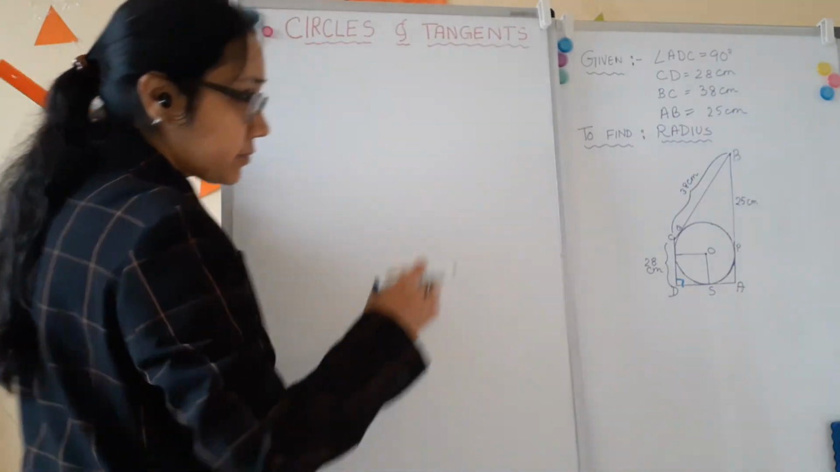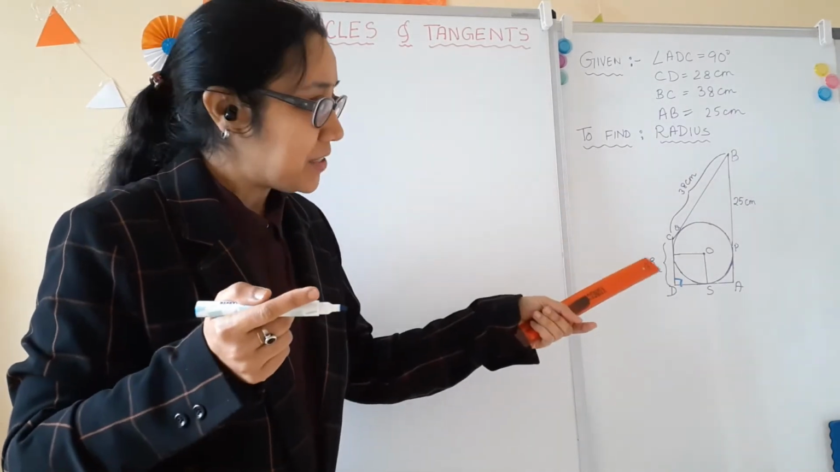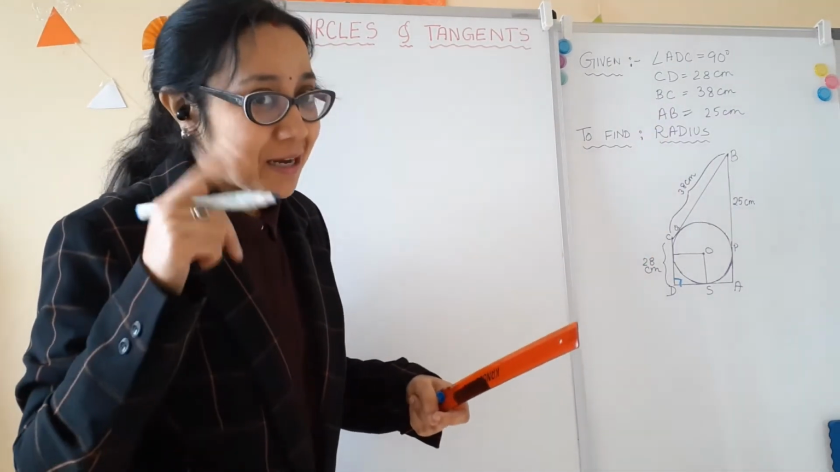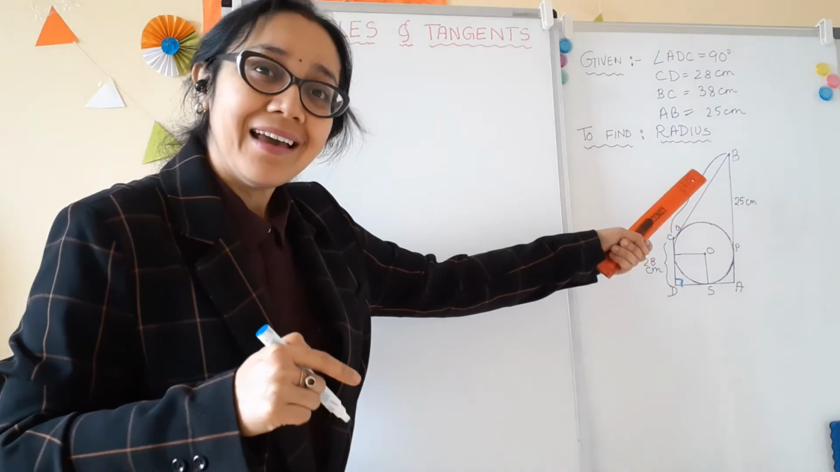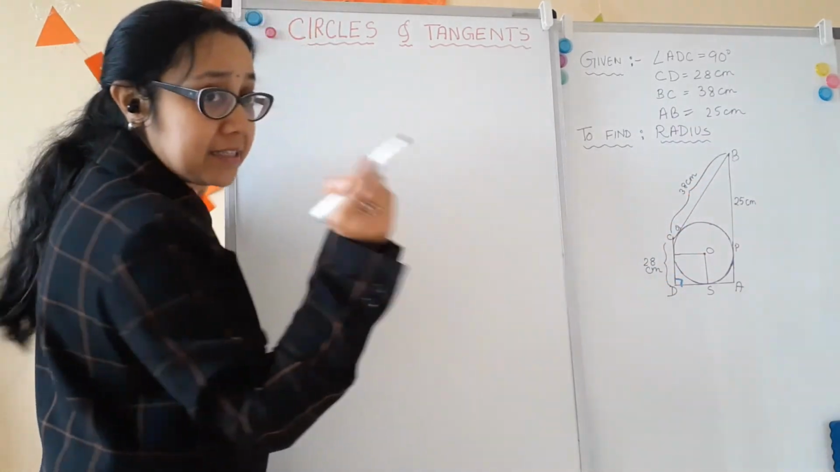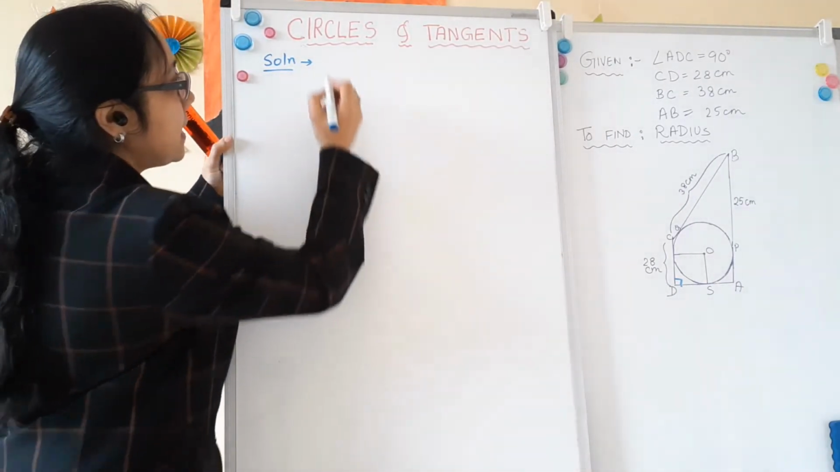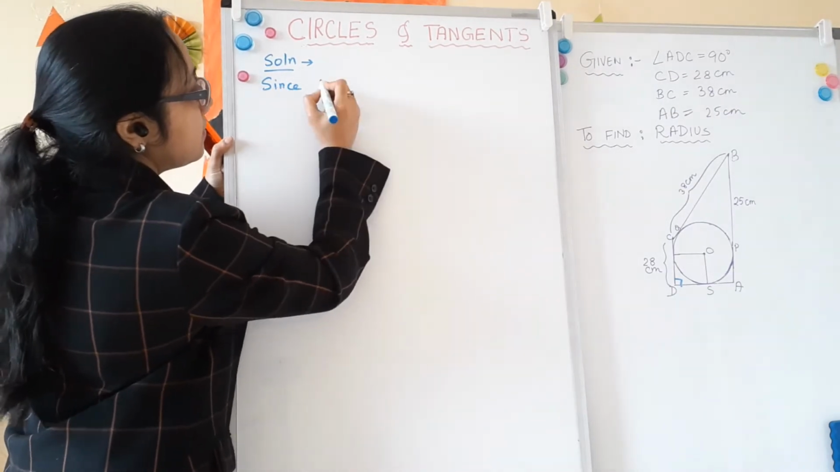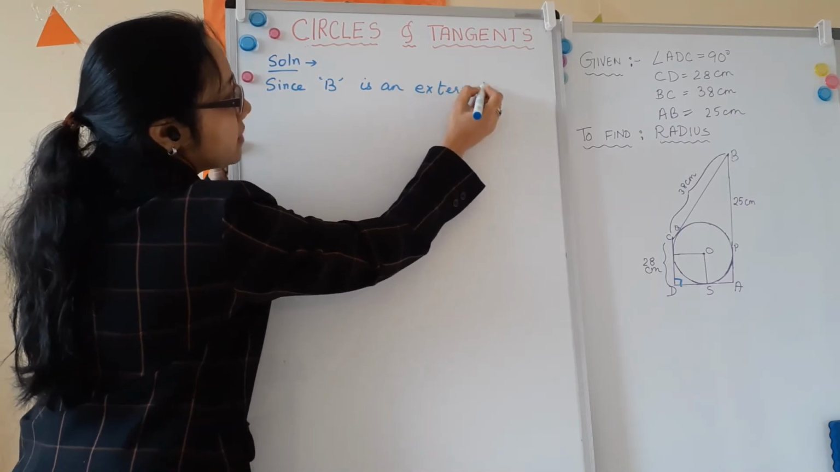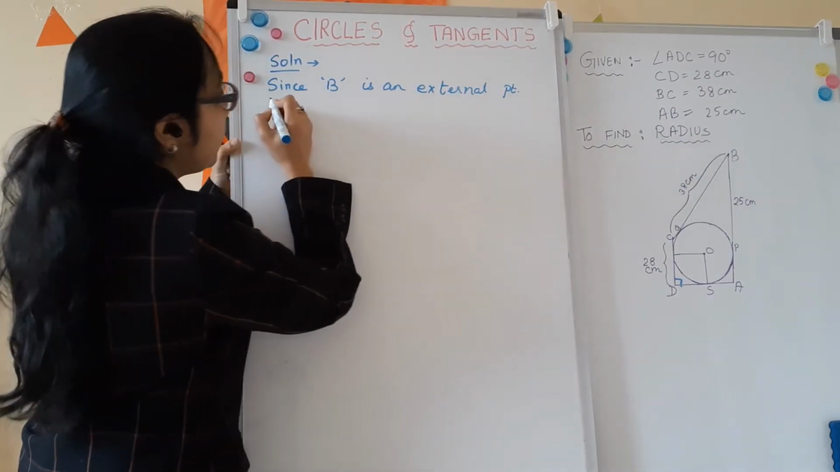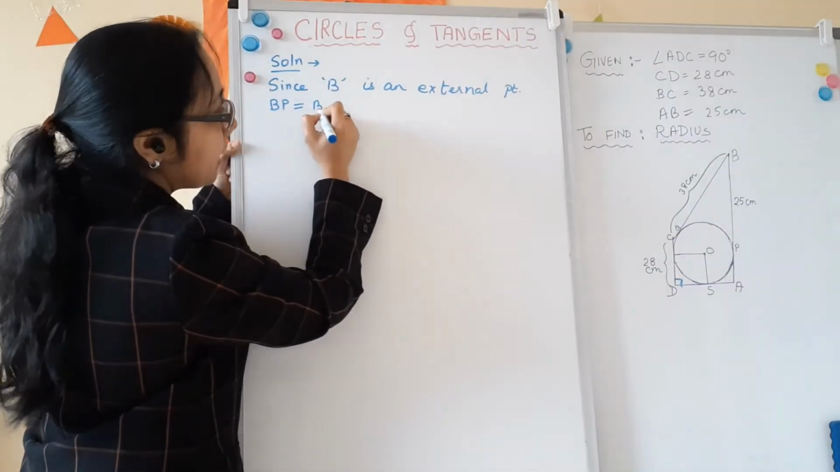So let's proceed. We will use a specific theorem in tangents. Since there is an external point, think which theorem we can use. Yes, you are right, tangents from an external point. So we can use that theorem. Now here we can write the solution: since B is an external point, we can say that BP will be equal to BQ.